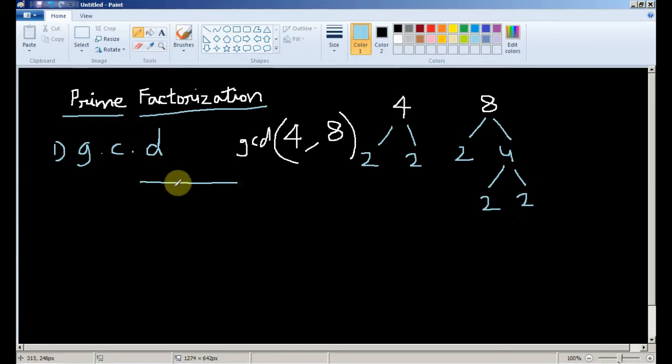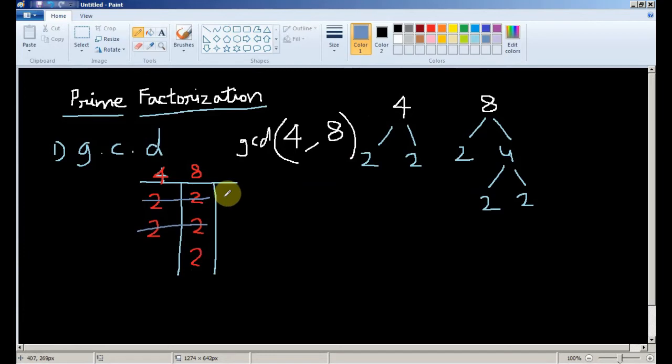You can make a table. Simply make a table of 2 columns. In the first column you write it for 4, and in the second column you write it for 8. So what are the factors? For 4, 2 and 2. And in the second column I will write all the factors of 8, which is 2, 2 and 2. Now what you have to do is simply go ahead and match all the common factors.